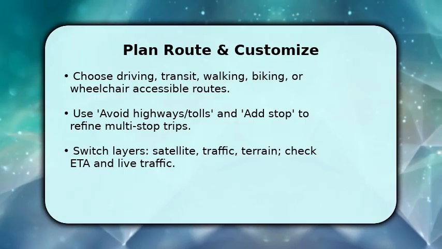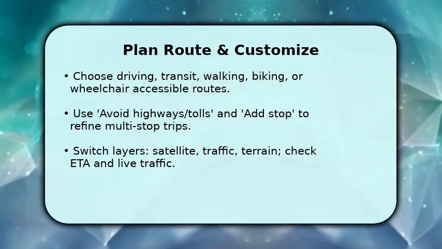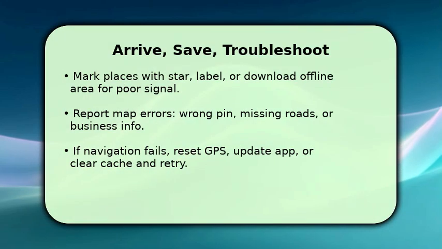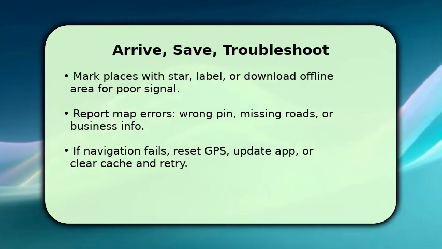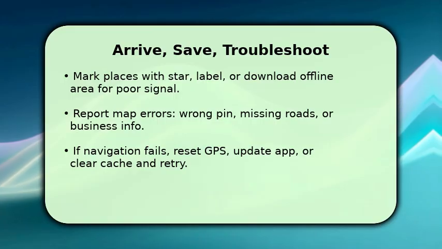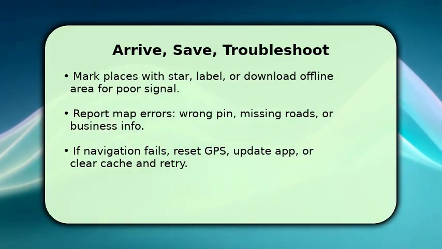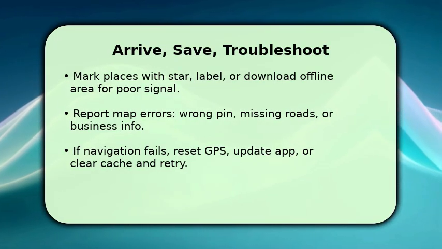When satisfied, press start and follow voice guidance while watching for lane and exit. As you arrive, save the place with a star or label so future navigation is one tap. Download the map area for offline use if you expect low signal. If you spot errors, wrong pin, missing road, or incorrect business hours, report them through the app to improve results.